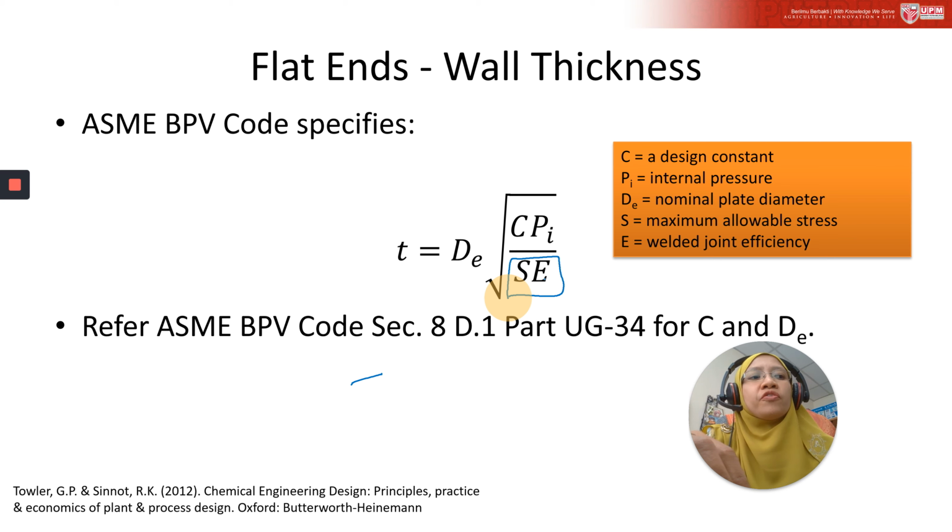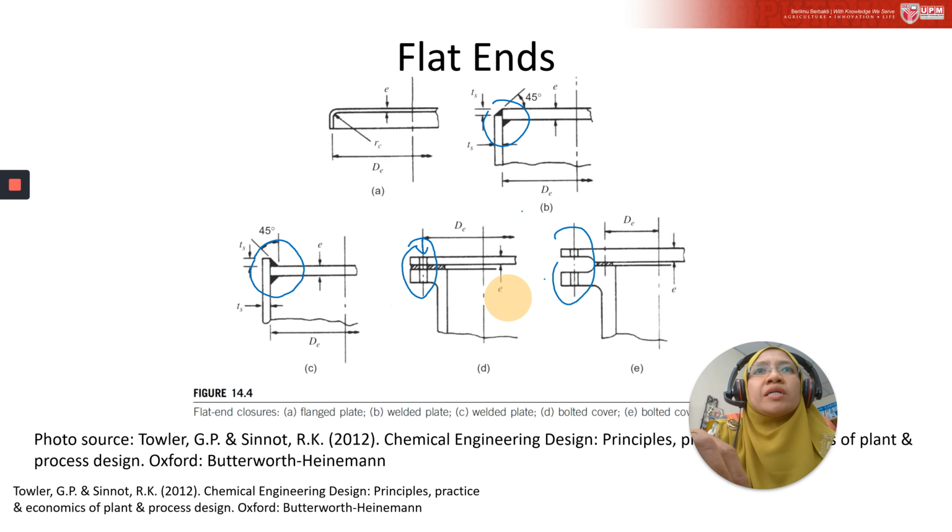For the detailed design of the flat end in the ASME BPV code, for example like this one, the values such as the nominal plate diameter can be obtained from the ASME BPV code. For example, for this A, the flange only end, let me just give you this example.